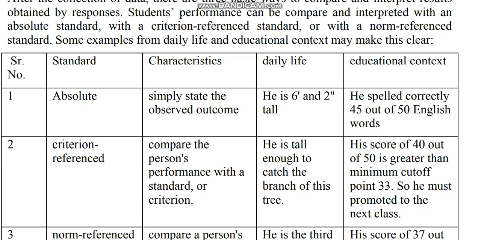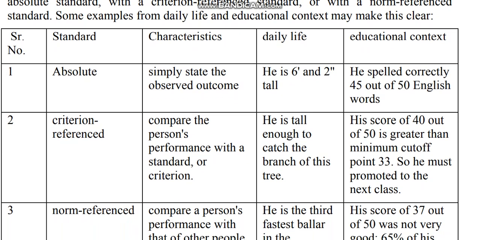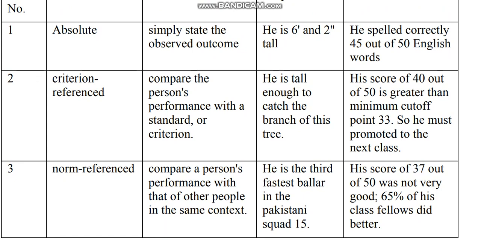Next we have criterion referenced. Compare the person's performance with a standard or criterion. He is tall enough to catch the branch of this tree. His score of 40 out of 50 is greater than the minimum cut-off point of 33, so he must be promoted to the next class. Next, the last, the third one, is norm referenced.